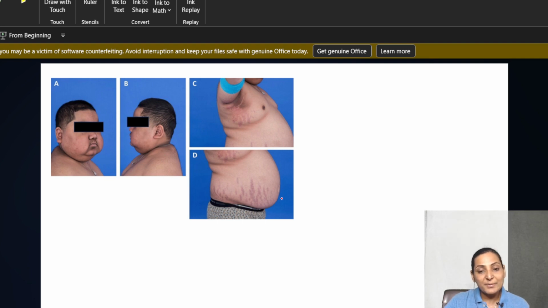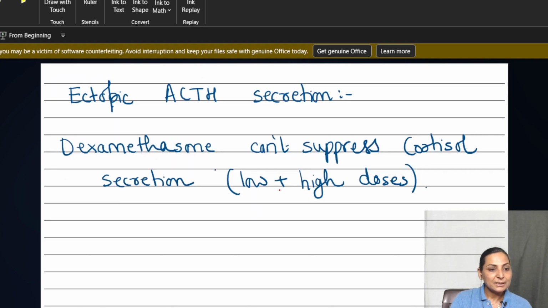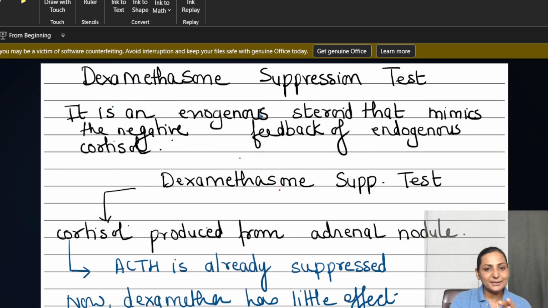This is the abdominal stria, because of the breaking down of the collagen in the skin. Like stretch marks, but these are not stretch marks; purplish stria are there, right? Now, the next important and very interesting thing is the dexamethasone suppression test. At the exam, you must know this.